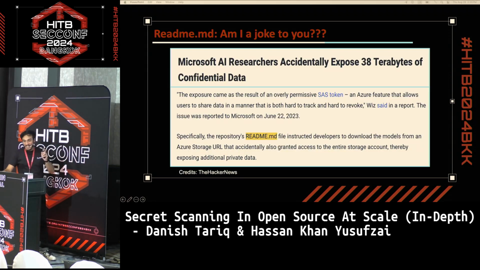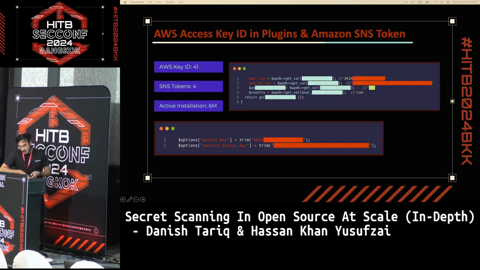And when I Googled this scenario, because I wasn't able to believe it myself, okay, how could someone just leak credentials in a README file? I researched and saw that this kind of leakage has happened in the past. Like, a Microsoft AI researcher accidentally exposed 38 terabytes of confidential data. How? Through the README. So this actually emphasizes the security awareness of developers, security researchers, or anyone involved in the development sector who is using secrets or information like this in their code base.